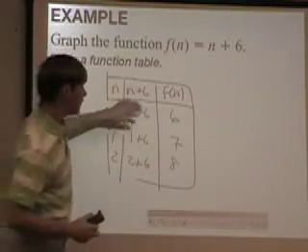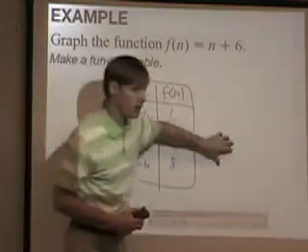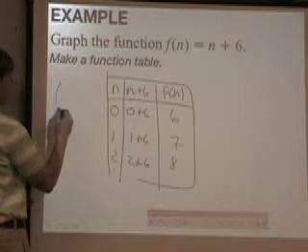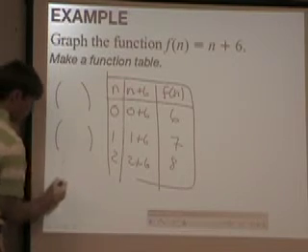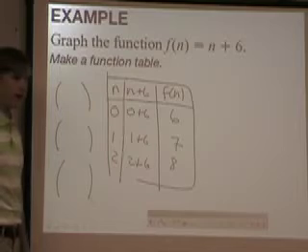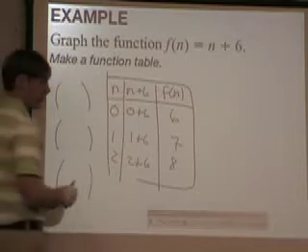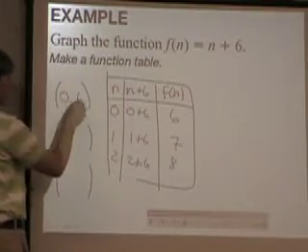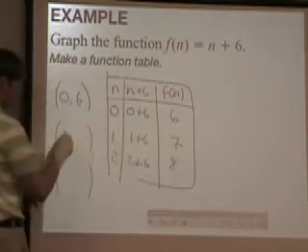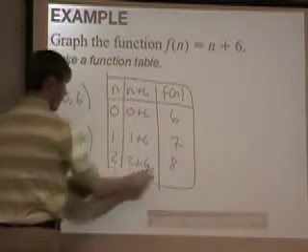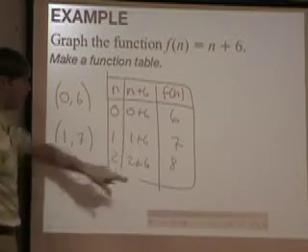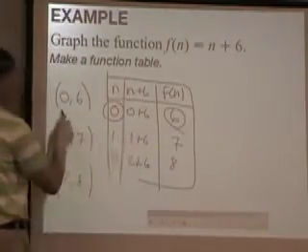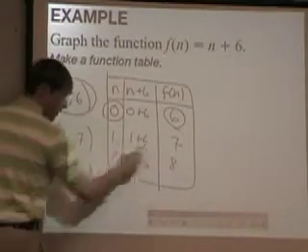Is to take our data, make it into points, and put it on a graph. Now we're going to have 3 points here. Y'all remember putting points on a graph? Our first point is 0, 6. What's our second one? 1, 7. And our third one? 2, 8. So we just took the data out of the function table and stuck the first number and the last number into a point, and we did that over and over.